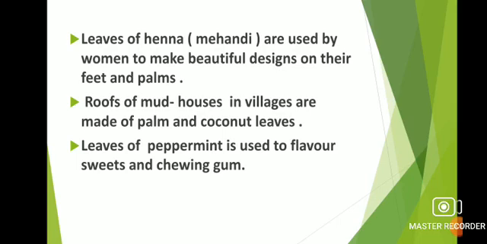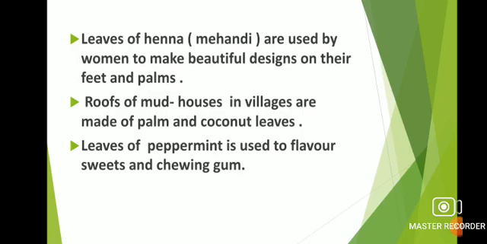Dried leaves of henna and indigo are used for dyeing hair and clothes. Leaves like bay leaf and dried fenugreek are used as spices. Some leaves, like peppermint, are used to flavor sweets and chewing gum. Children, that's all about the explanation part of this chapter.